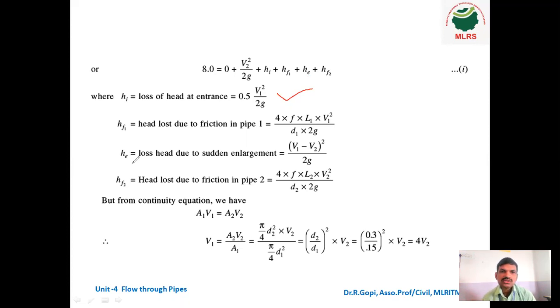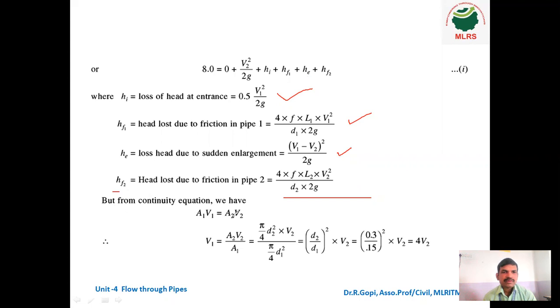Next, loss due to sudden expansion. How do we calculate loss due to sudden expansion or enlargement? It is V1 minus V2, the whole square, divided by 2G. This is the minor loss, loss due to sudden expansion. Next, HF2, head loss due to friction in the second pipe. It is 4F L2 V2 square divided by 2G D2. This is the second pipe.